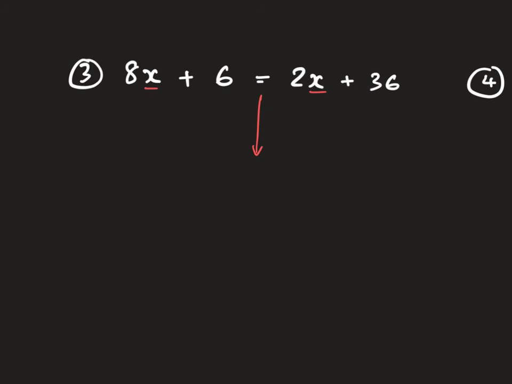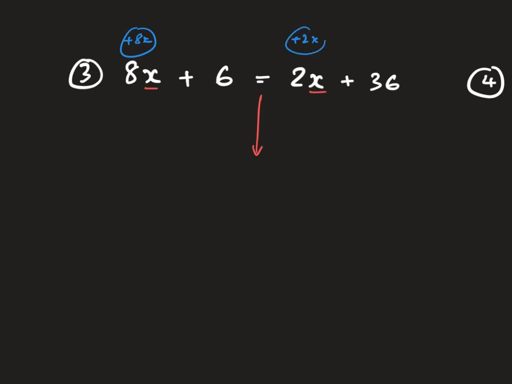Now, what I do is I say, which side has the most x's on it? Now, this is a positive 8x, and this is also a positive 2x. So I would say that the positive 8x has the most x's right now, because 8 is higher than 2. If it was a negative 8, then it would be lower than 2, but we'll come to that in a second. So what we've got here is 8x and 2x.